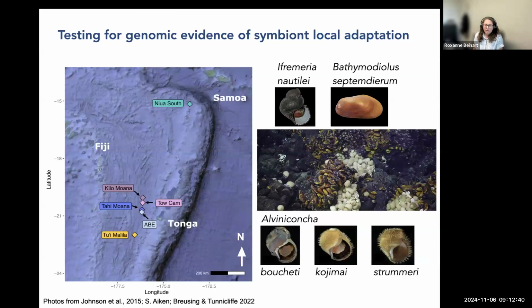So today I'm going to go more deeply into some work that we've been doing, testing the genomic evidence of local adaptation in these bacterial symbionts in one region of the world called the Lau Basin, where we have this series of hydrothermal vents. And so these vents are dominated again by Alvinaconcha, three species of Alvinaconcha, Boucheti, Kojimai, and Strummeri along the bottom there, as well as Ifremeria nautilei, another snail, and the mussel Bathymodiolus septemdierum.